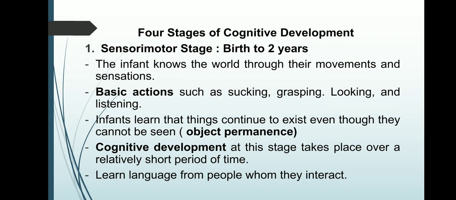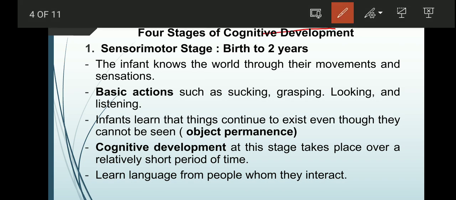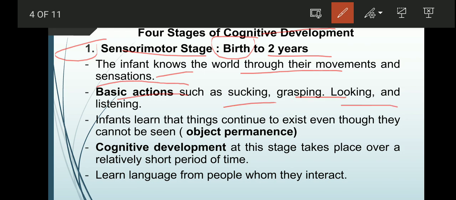Okay. Next, there are 4 stages of cognitive development according to Jean Piaget. Okay, the first one is sensorimotor. From the word sensorimotor, it's like sensation plus your motor ability. From birth to 2 years old, the infant knows the world through their movements and sensation. So basic actions such as sucking, grasping, looking, and listening. Infants at this stage learn that things continue to exist even though they cannot be seen. This is what we call object permanence.